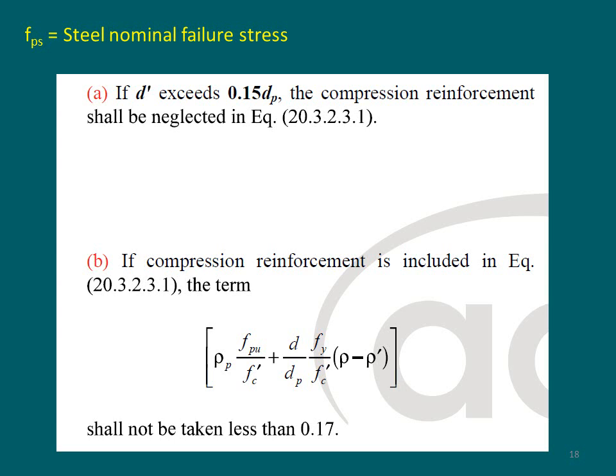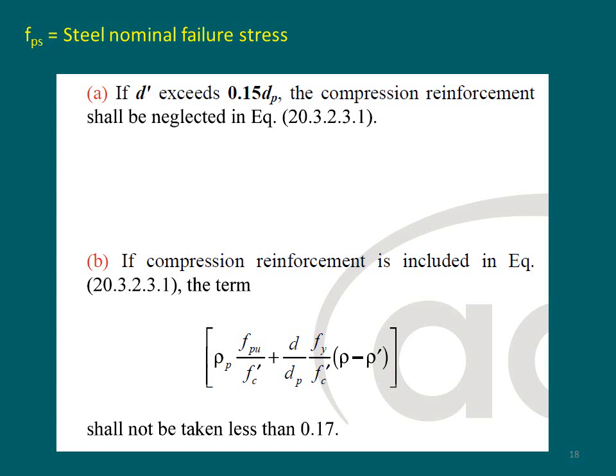Now what happened here? When d prime is really big, which means the top reinforcing is coming a little bit down from the top, the code just says ignore it in this equation. In the equation of fps, do not consider d prime in this case. The reason is that it's not really contributing much to the compression, so you can just ignore it.